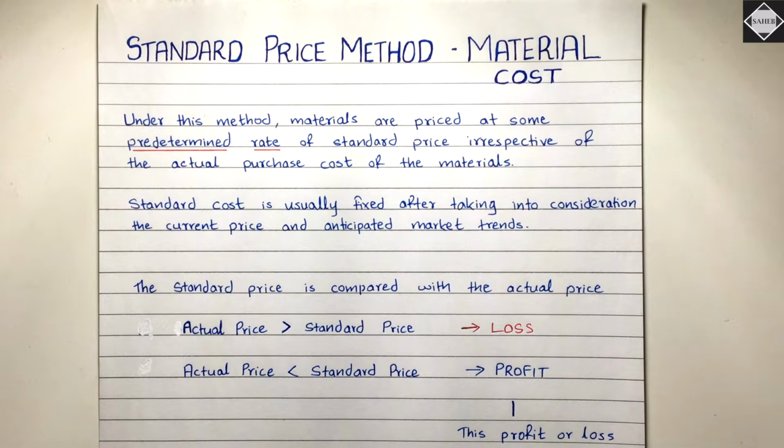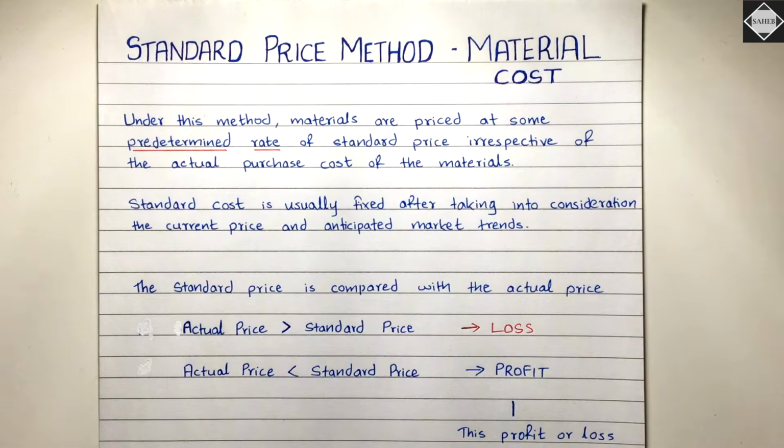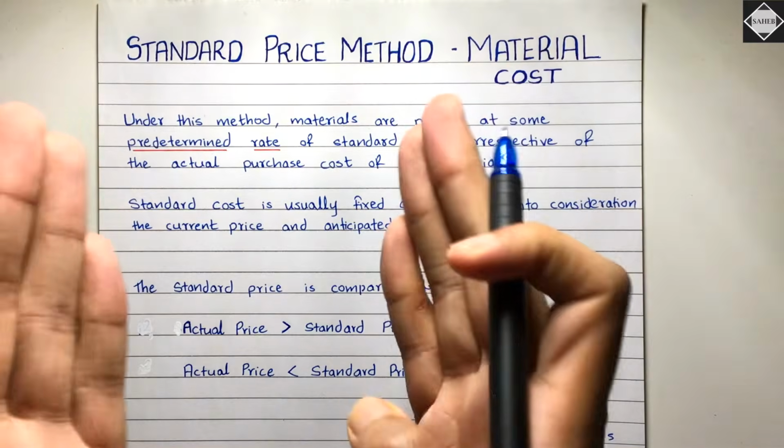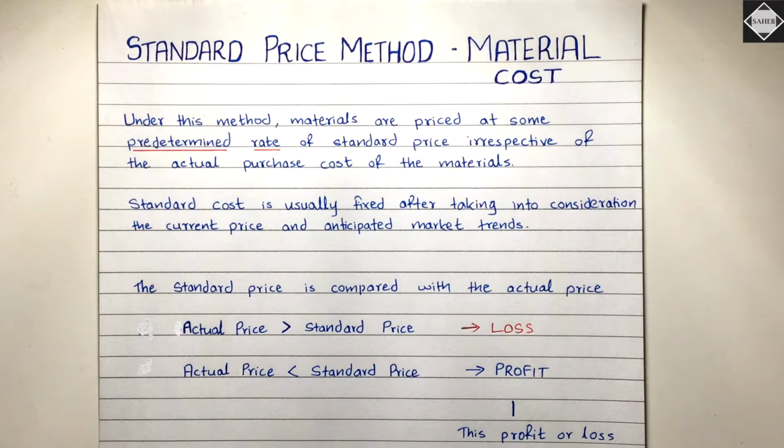Today in this video of material costing chapter, we are going to cover one more method of pricing the issue of materials from the warehouse, and the name of this method is standard price method. Okay, the name says itself. Here we are going to have something called as standard price. What do you mean by standard price?